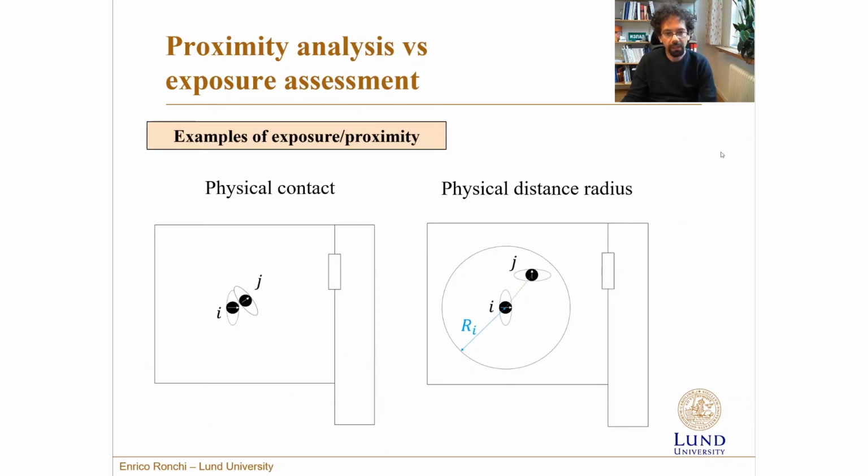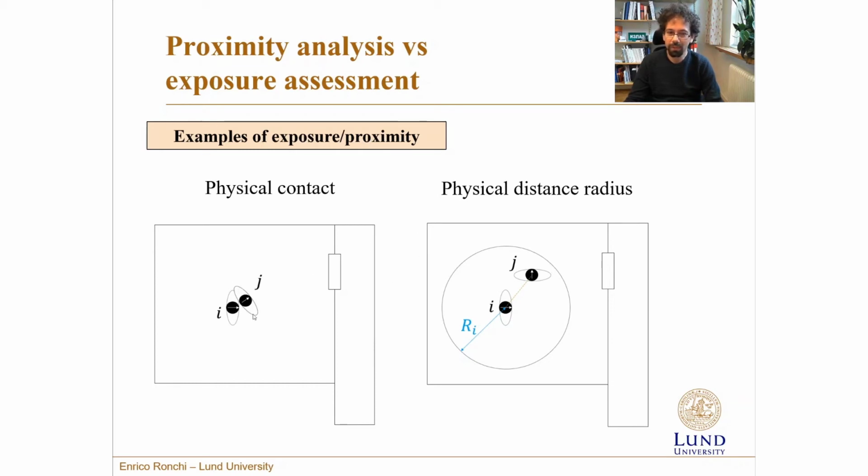And what kind of mechanisms can we consider in an evacuation model when we want to study exposure or proximity? Well, some are pretty easy to consider, for instance, physical contact. So when agents get very close to each other and they almost touch each other, or a physical distance radius. This is something that a few evacuation models started looking at. So when you are within a given radius, then you can say that you are exposed. In reality, when we implement physical contact, we possibly use a very small radius. That's what we generally do when we want to study this.